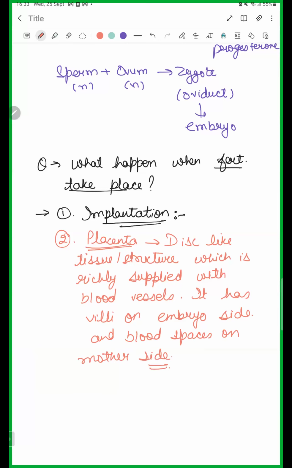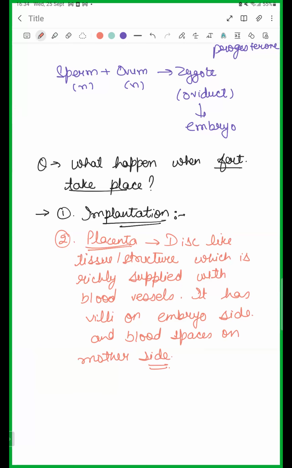So basically this increases the surface area of absorption. It has blood spaces on the mother side. This is because whatever has to be given to the embryo, and whatever has to be taken from the embryo, basically comes into the blood spaces.